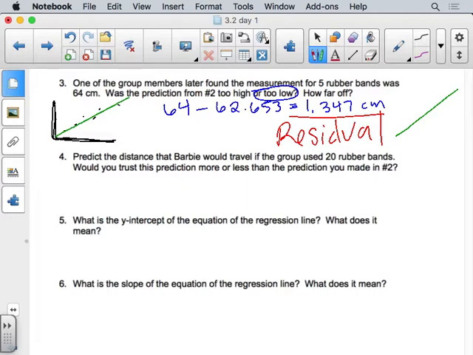A residual would be like, at the value for 5 rubber bands, I had a number that was actually at 64 centimeters, but my predicted line for that one at 5, we said was 62.653. So what is a residual in a picture? The residual is that little distance right there. It's that distance that is different, whatever that distance is.